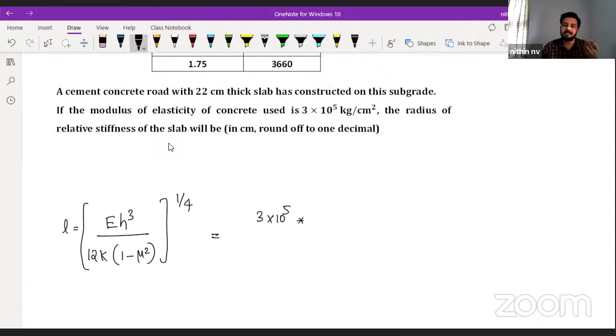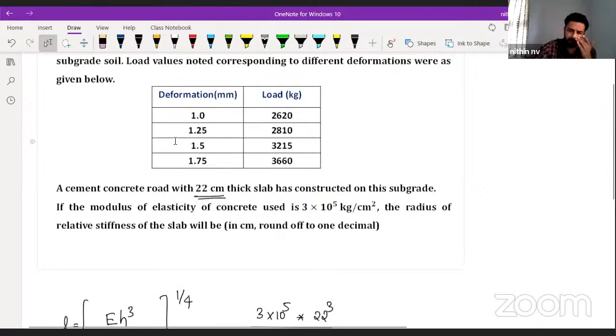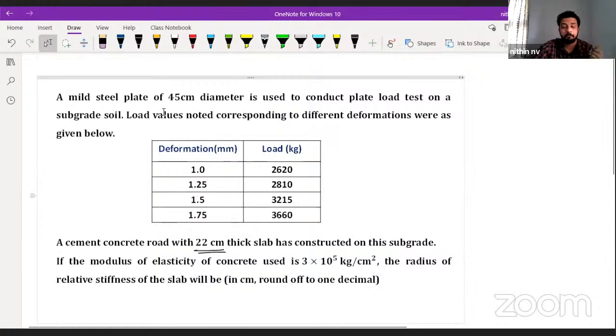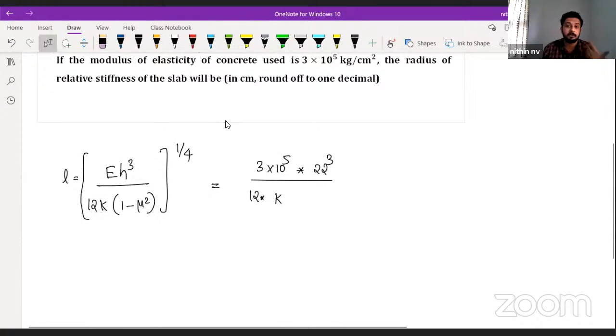So since it is kilogram per centimeter square, substitute H also in centimeter. So how much is it? 22 centimeter they have given. So 22 cube divided by 12 into K, where K stands for modulus of subgrade reaction. Look at the data whether they have given any modulus of subgrade reaction. No. So K is unknown here.